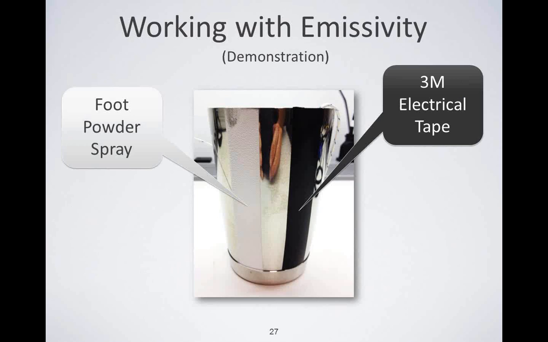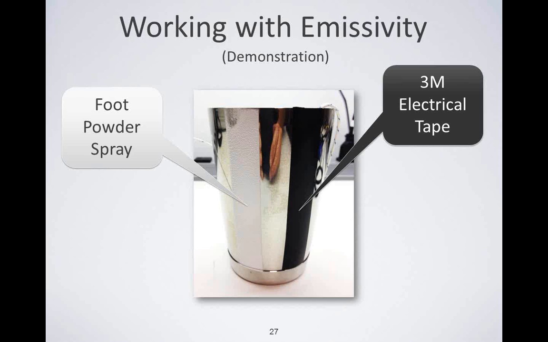Let's return to my stainless steel cup demo. To improve my imaging and measurement results, I will apply two temporary coatings, 3M electrical tape and a strip of foot powder spray. From the emissivity tables, I know my 3M electrical tape has an emissivity of 0.95.